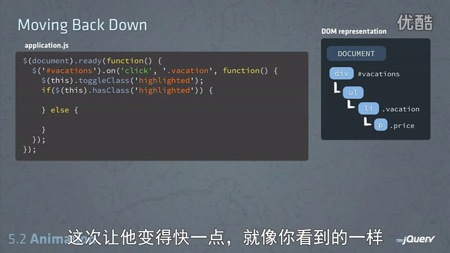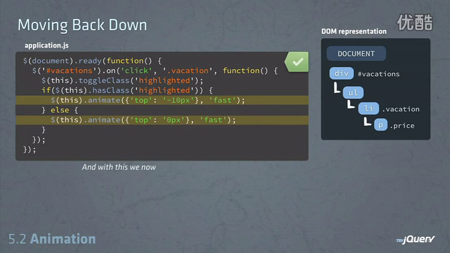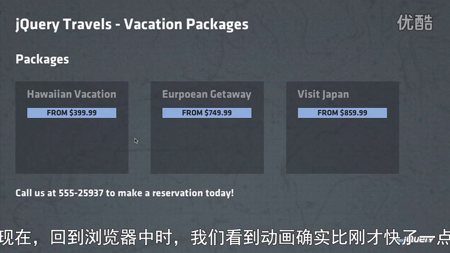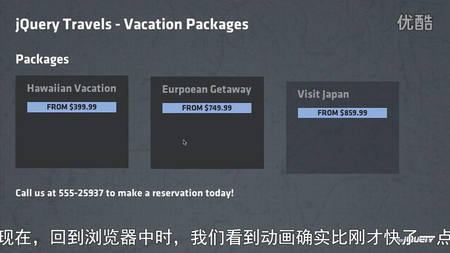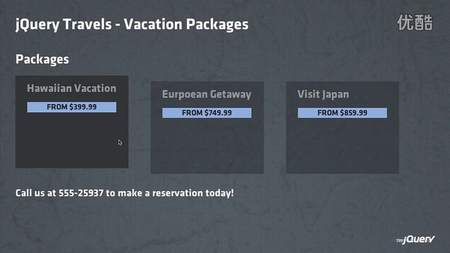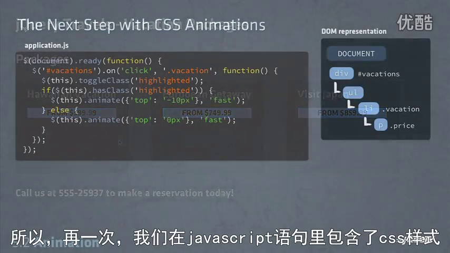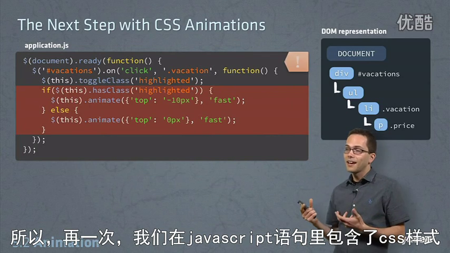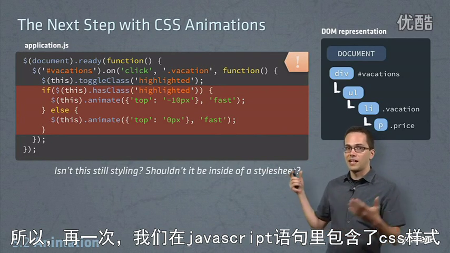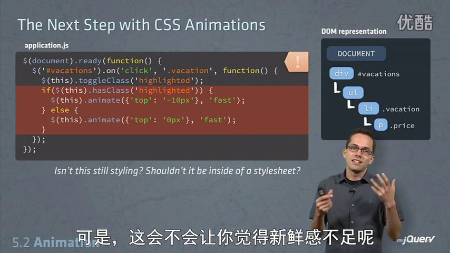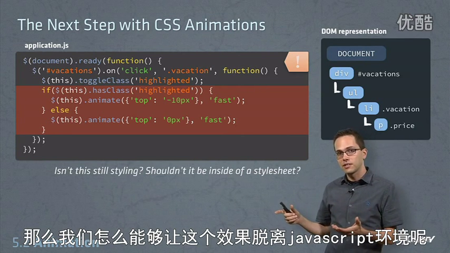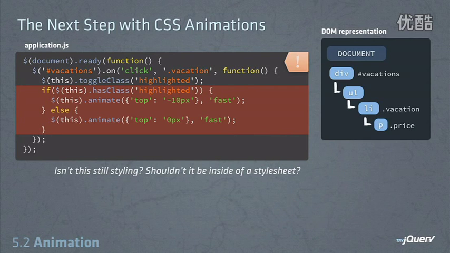So let's speed up our animation, this time making it fast, just like you see here. Now when we go back into our browser, we can see the animation is definitely a little more snappy. Now once again, we have CSS inside of our JavaScript. And again, it might give you that not so fresh feeling. So how might we get this out of the JavaScript?